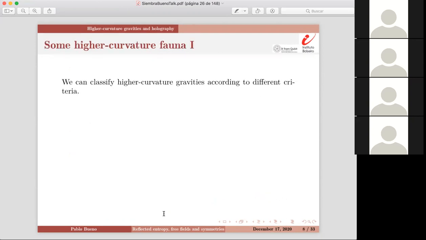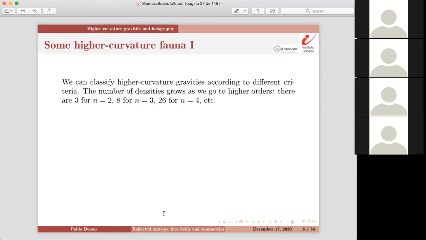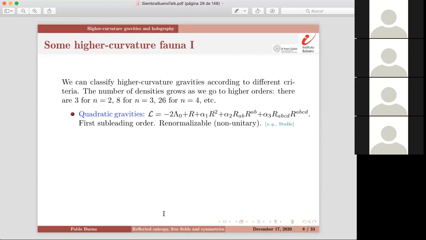Okay, so there are many kinds of higher curvature gravities that one can consider. In particular, order by order, at quadratic order there are 3 possibilities, at cubic order there are 8, at quartic order there are 26, at fifth order I think it's something like 50 something, so they grow considerably. The simplest case is quadratic theories, in which you have 3 possible terms, which are these. These were studied, for instance, by Stelle. He showed that this theory is renormalizable in 4 dimensions, but you pay the price of losing unitarity.